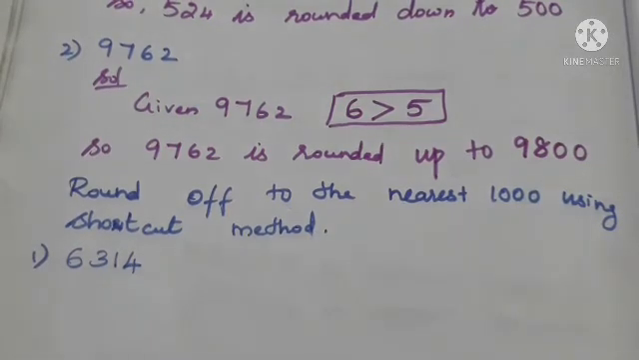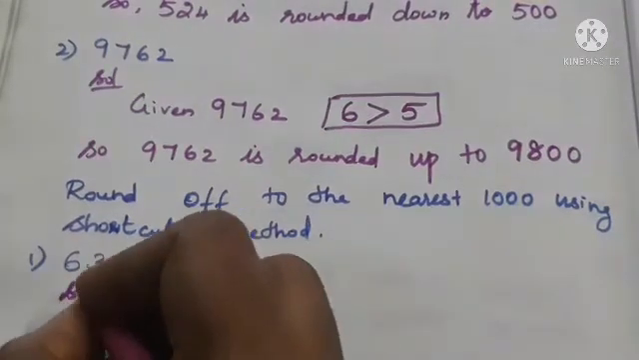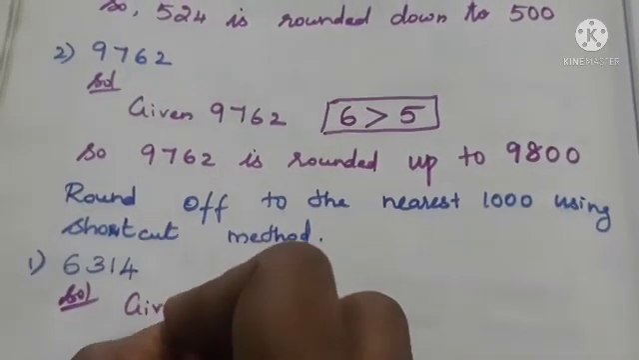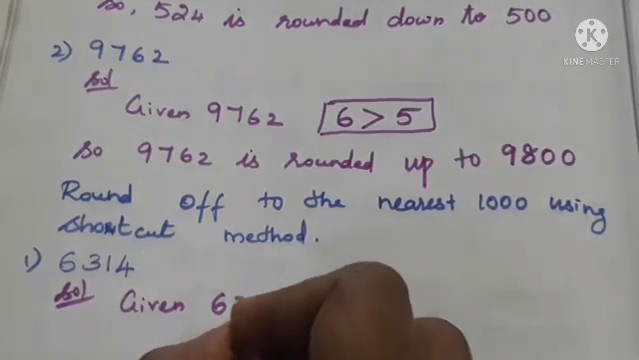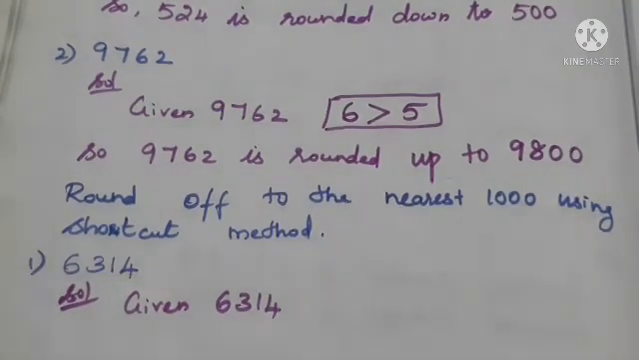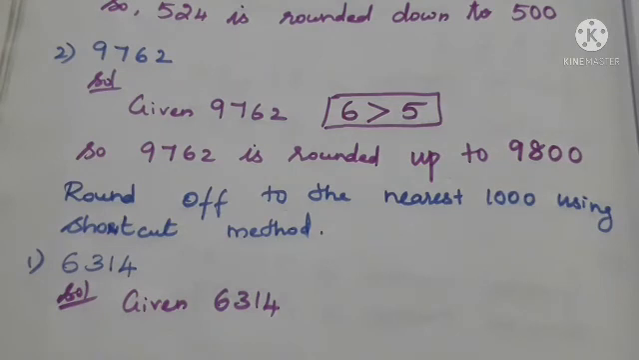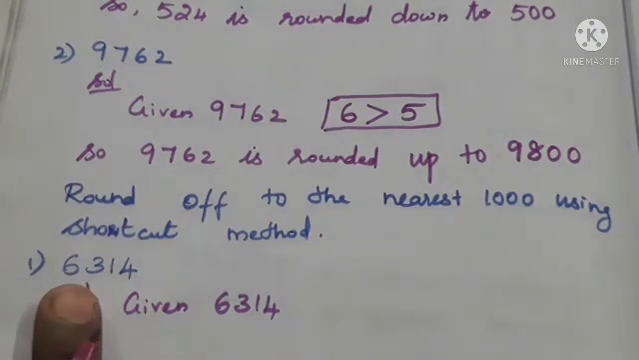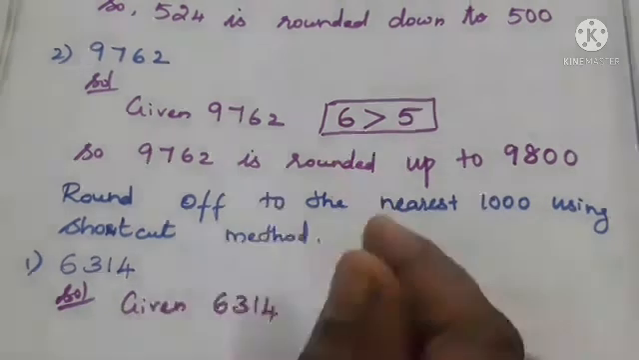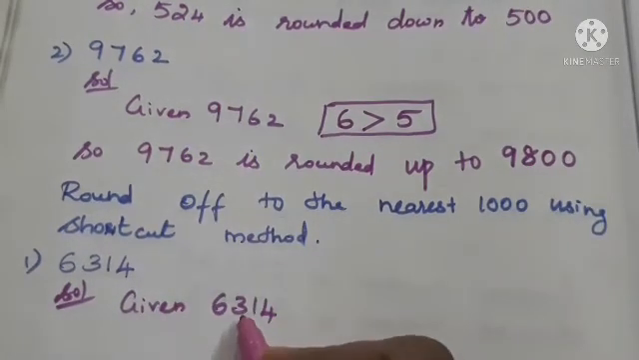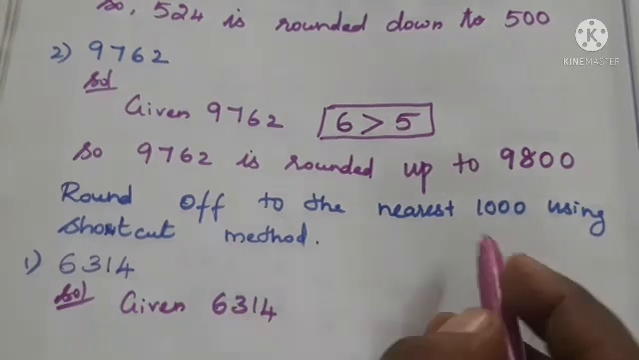Okay, so we have the first question, 6314. We write the solution and write what is given: 6314. What I told you, if you have to round to the nearest 1000, we have to focus on the next place, the hundreds place. This is ones, tens, hundreds, isn't it? 300 and 6000. So we focus on the 300.